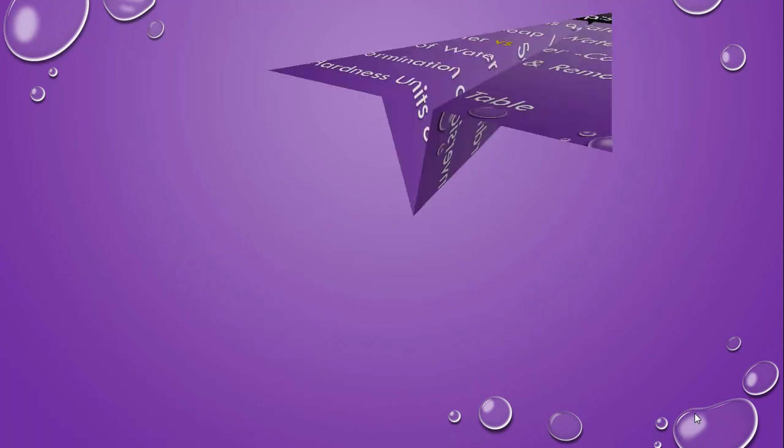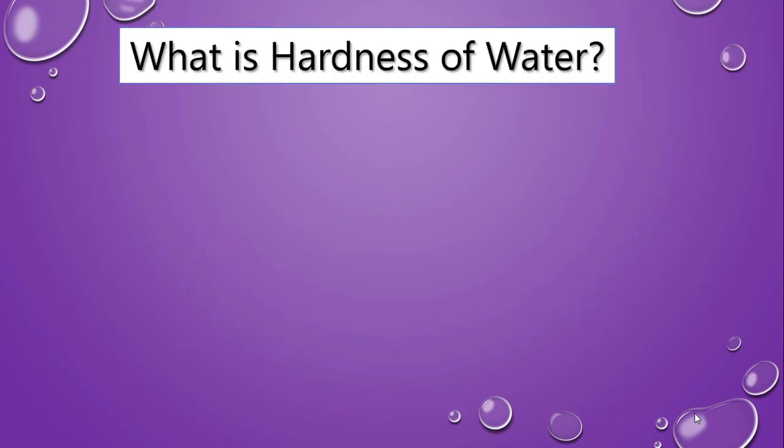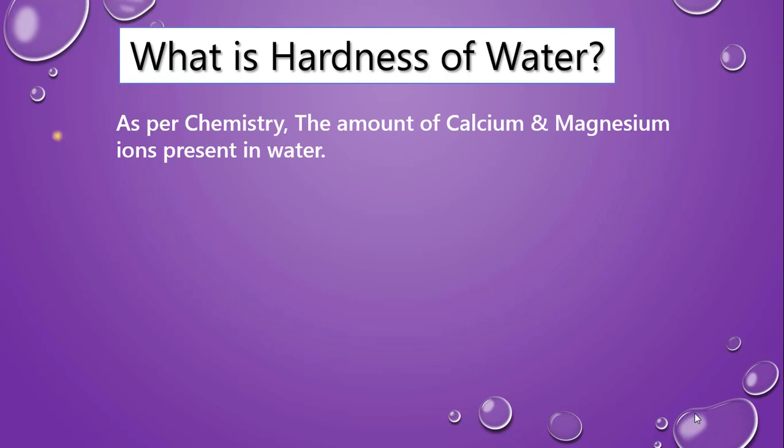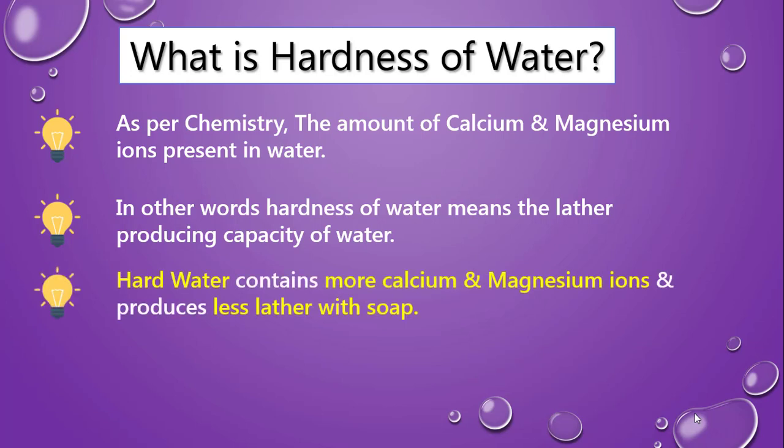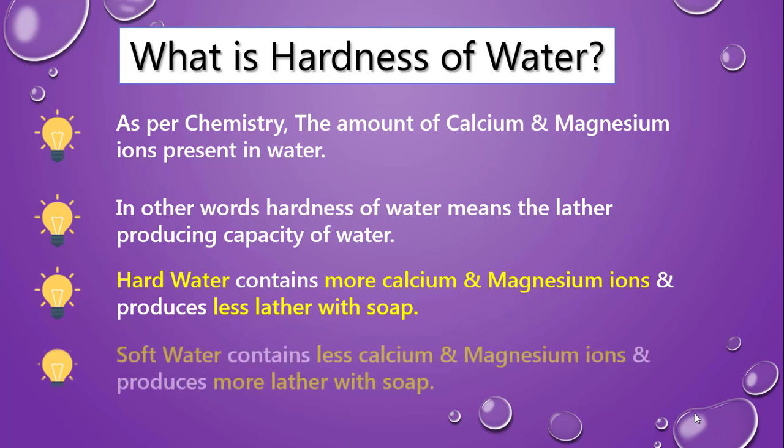So first of all, what is hardness of water? As per chemistry, the amount of calcium and magnesium ions present in water is called water hardness. But I think this definition is unclear to many people who don't know about water chemistry, so let me explain in a very simple way. Simply we can say that the lather producing capacity of water with soap is also called water hardness, because hard water contains more calcium and magnesium ions and produces less lather with soap, while soft water contains fewer calcium and magnesium ions and produces more lather with soap.